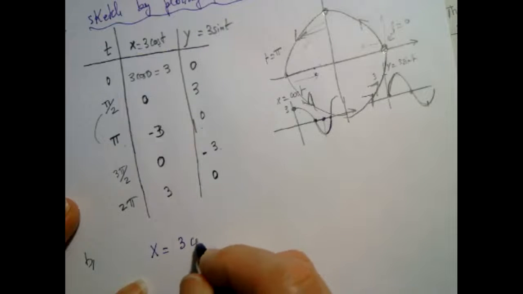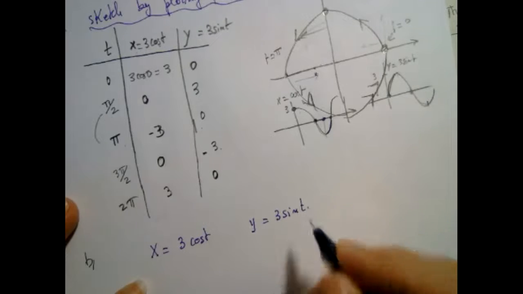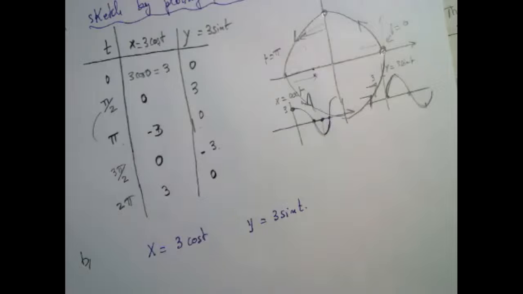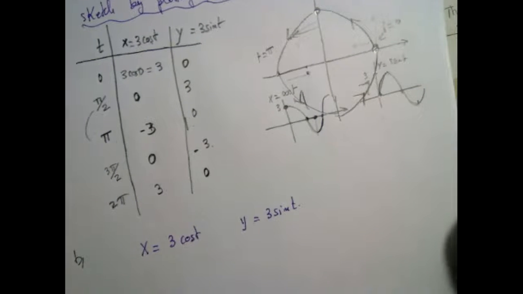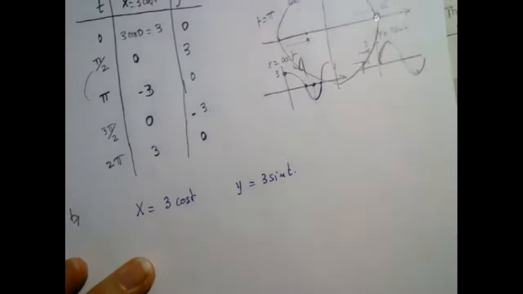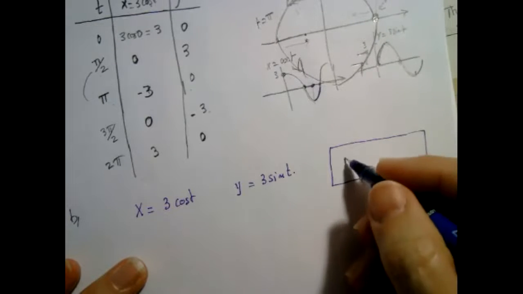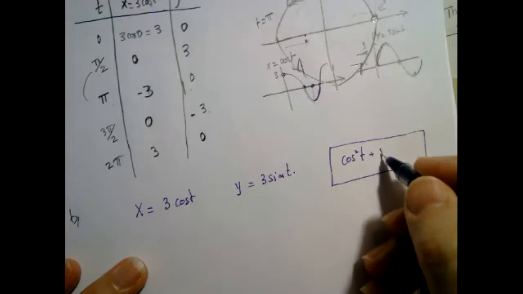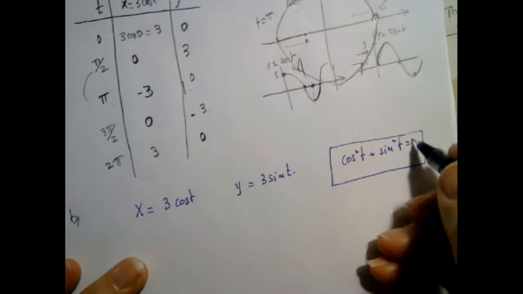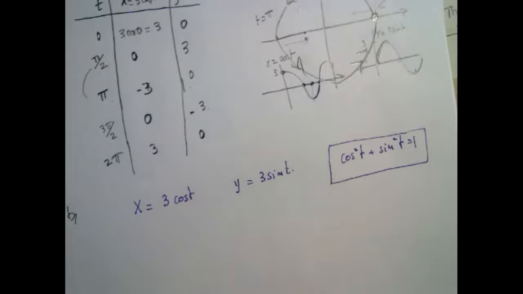X is 3 cosine t. Y is 3 sine t. And I'm going to find how I can relate X and Y to each other so that no matter what t is, the relationship holds. So what's the equation that relates X and Y? Anybody? Okay. Whenever we see cosine and sine, we go back to our identity. So that's the famous relationship between sine and cosine.